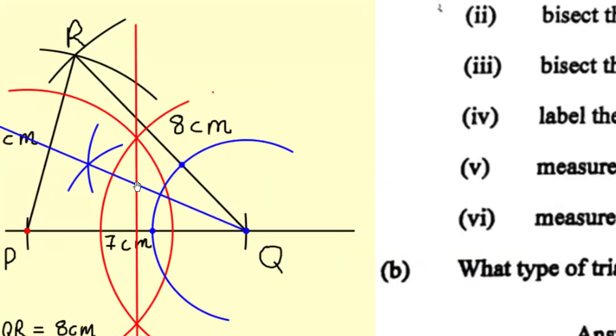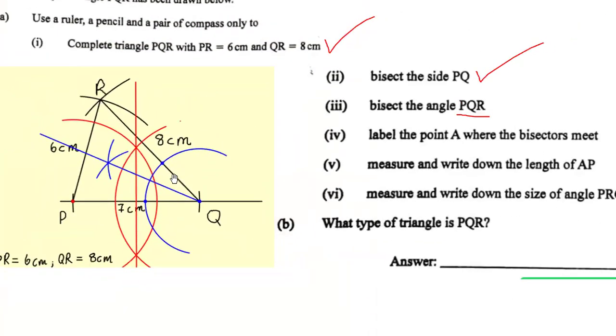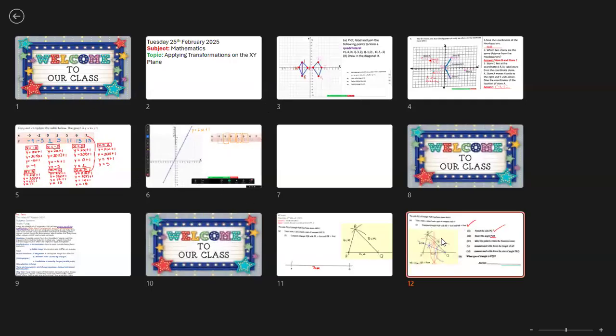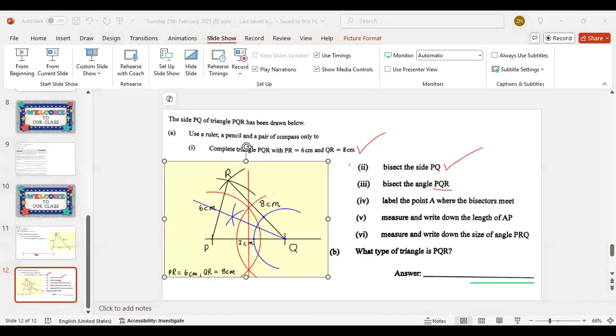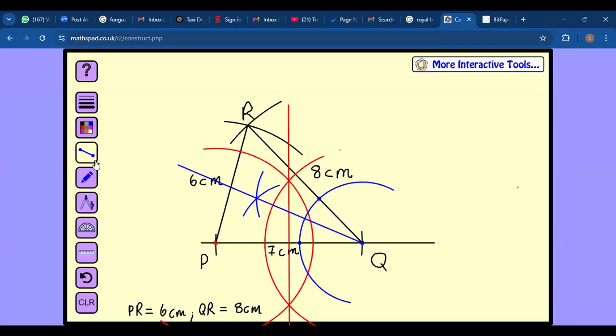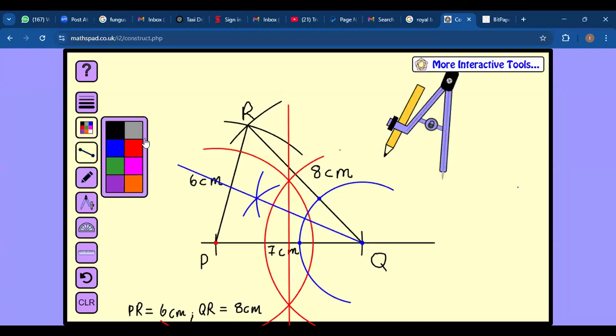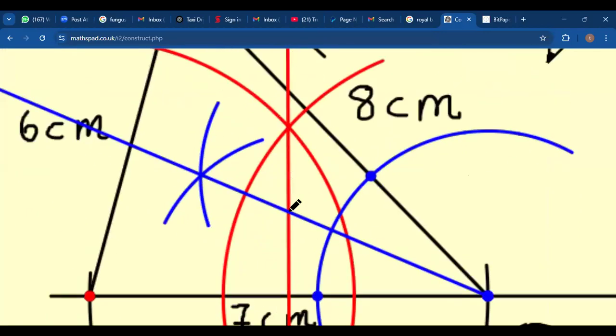And what are we going to label that? According to your question, we're going to label this point as A. Very good. Let's go ahead and do that. So let me stop sharing and start sharing again. What we have to do is label this point A. So I'm going to call the point where they meet A.